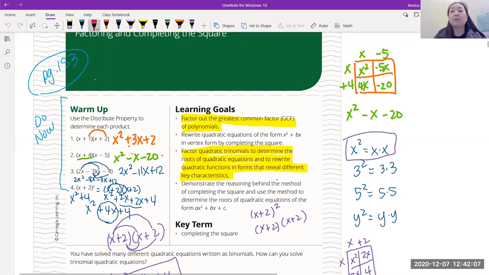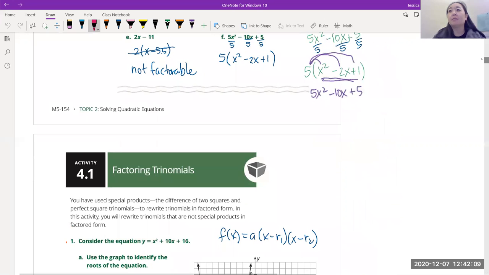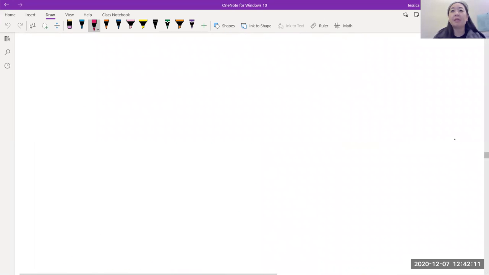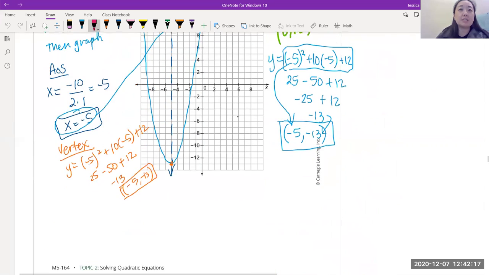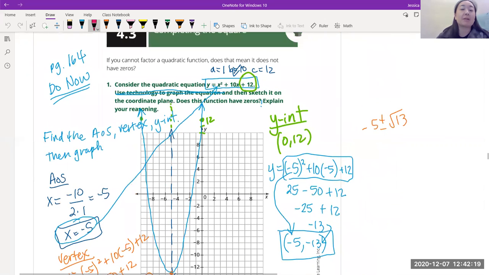All right. So we're going to now skip ahead. Skip a few, like right here. Oh, perfect. Right in the middle. So now we're at completing the square. This is on page 164. It's like right up here anyways.